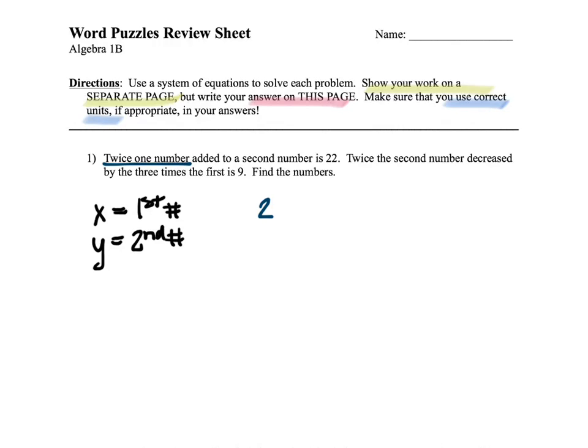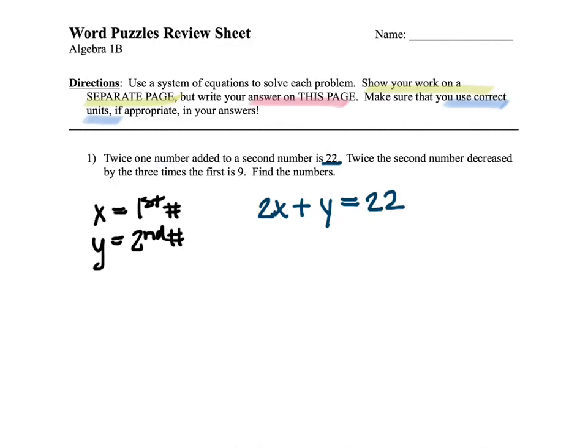So twice one number we're going to write down as 2x, added is plus, and the second number is y. Is means equals, and we're going to write down 22. Now, I know that might have gone a little fast, but you can always slow it down if you'd like. I can recap that again. So, twice one number is 2x. Added is plus. A second number is y, because that's our second number. Is means equals. And 22 is going to be dropped down. Excellent.